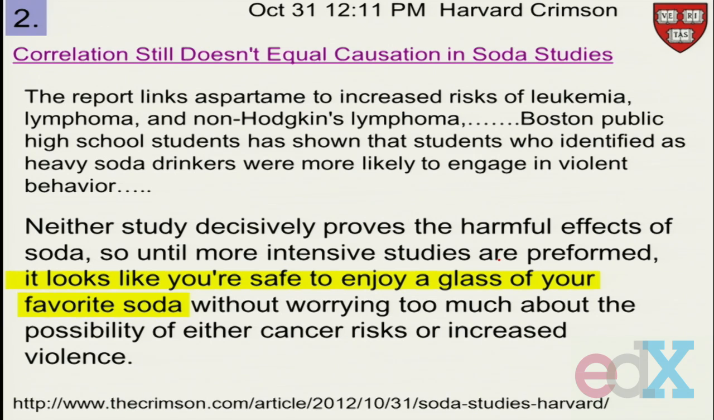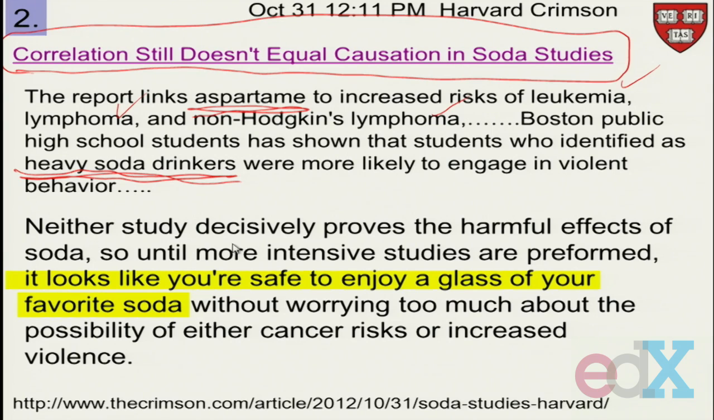One of them showed a correlation between aspartame, the artificial sweetener in these soft drinks, and increased risks of leukemia, lymphoma, non-Hodgkin's lymphoma. And so that was one study. And the other study correlated high school students who identified as heavy soda drinkers with being more likely to engage in violent behavior. There are two studies that show that.